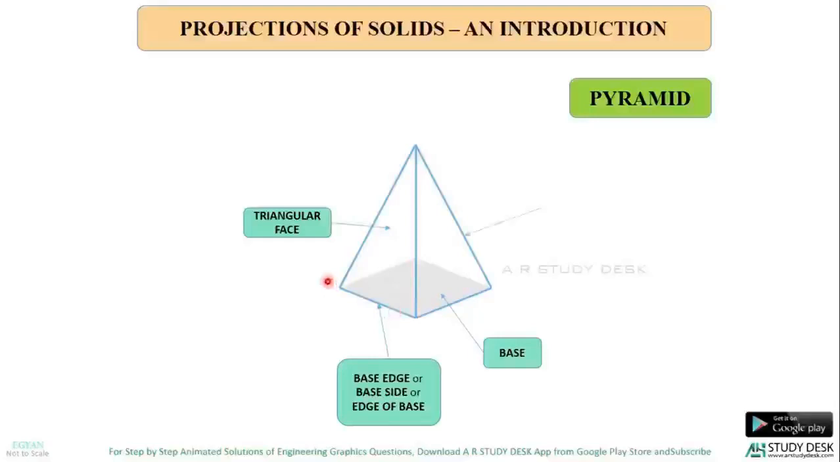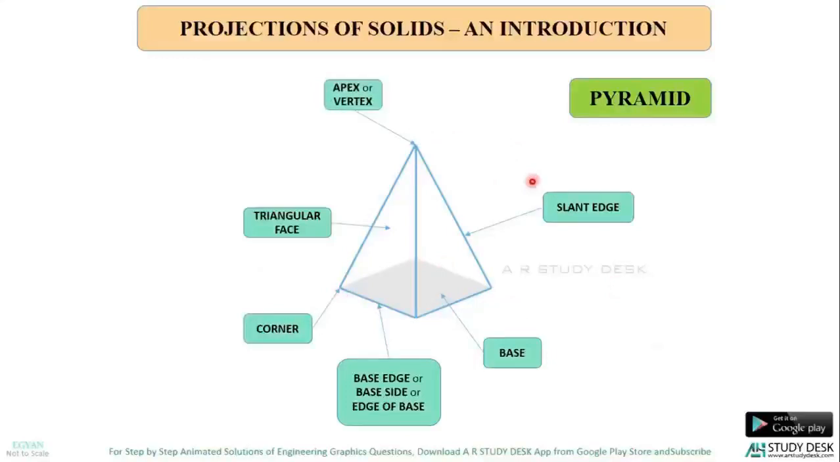Okay. Now this is called slant edge, but for the prism it was face edge. Now this is called again the corner. So there are 4 corners for this, and this point is called the apex or vertex of the pyramid.